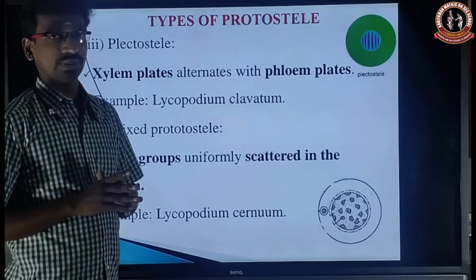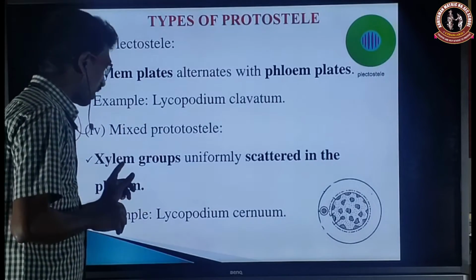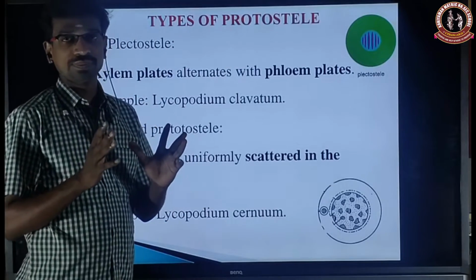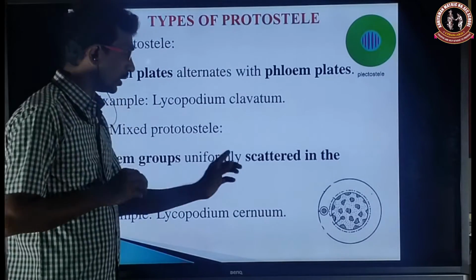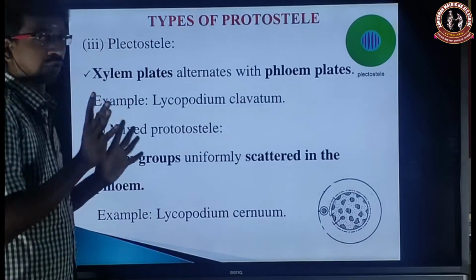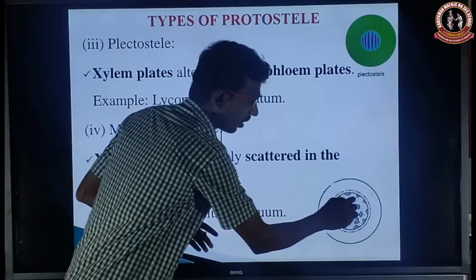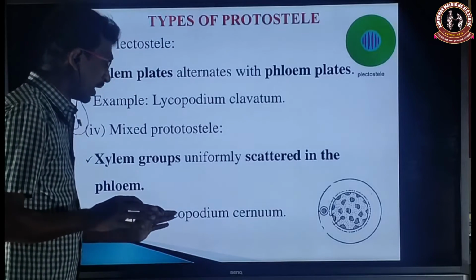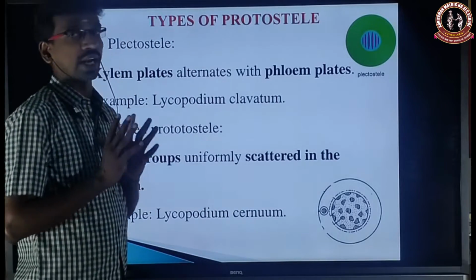Mixed protostele. The xylem groups are uniformly scattered. That is, the xylem tissues are uniformly scattered in the phloem. That means different batches, but they are uniform. That is very important. Example, Lycopodium cernuum.